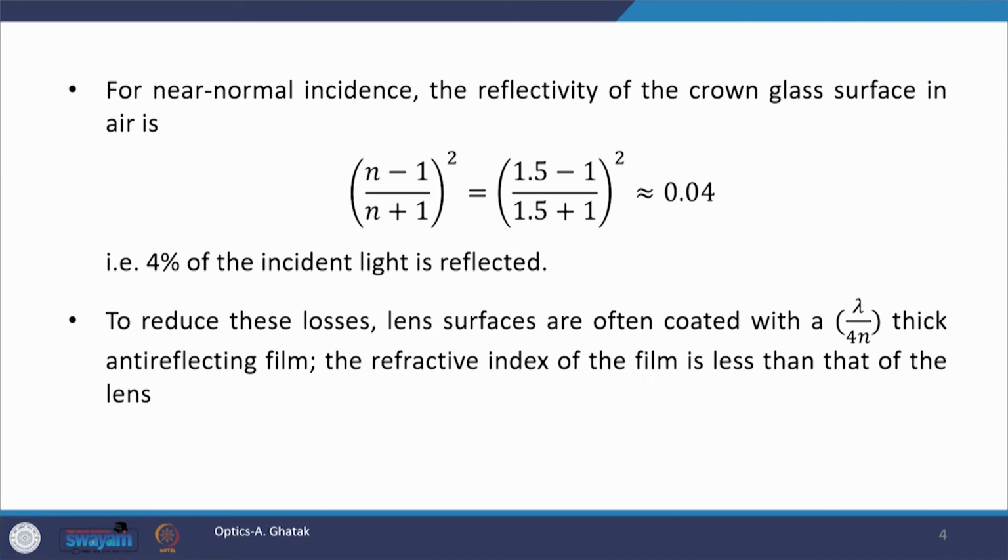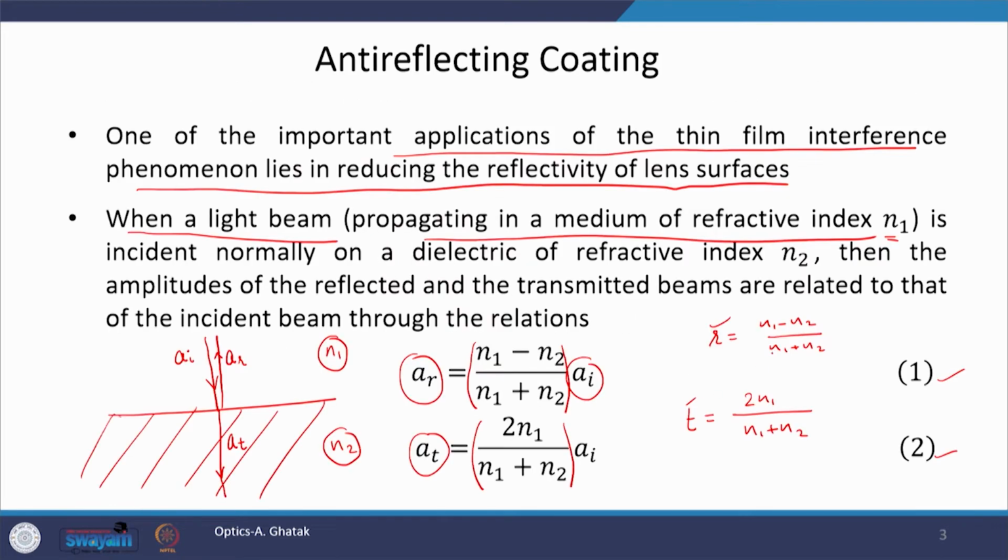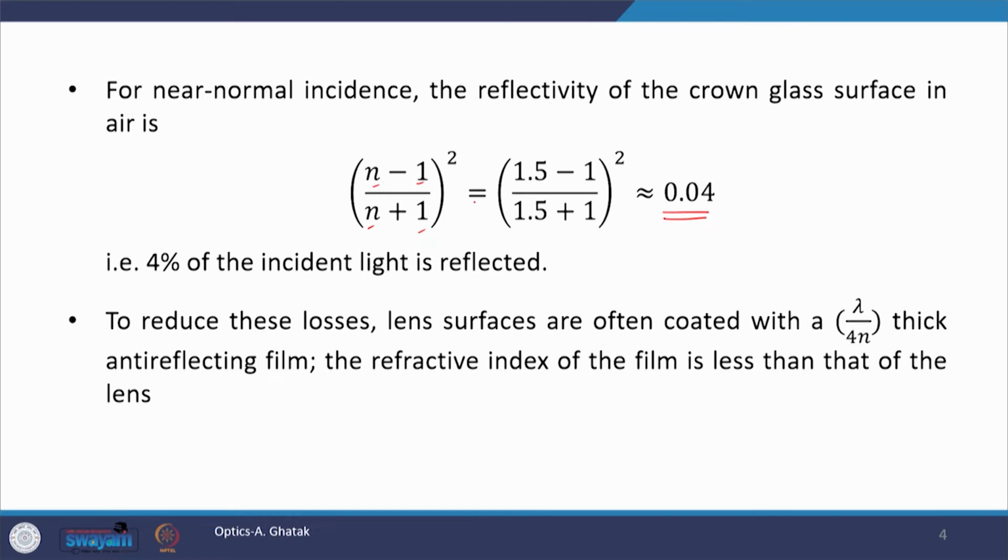Now, for near normal incidence, the reflectivity of the crown glass surface in air is around 0.04, which can be calculated from the same relation, (n1 minus n2) upon (n1 plus n2), and therefore, the reflectivity would be 0.04. This means that 4% of the incident light is reflected.